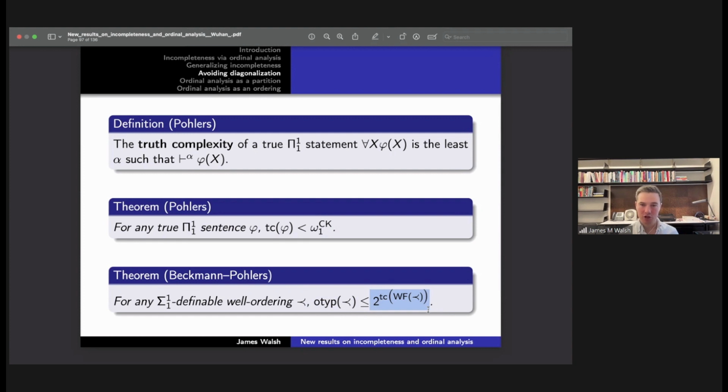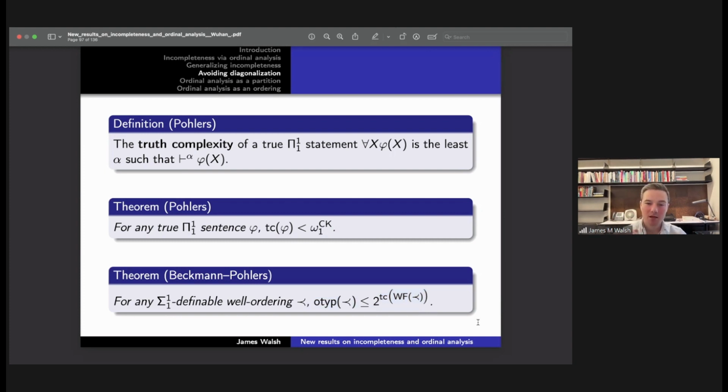So this is a version of the Σ¹₁ bounding theorem, or a proof of the Σ¹₁ bounding theorem that doesn't go through self-reference, and it doesn't go through anything that looks like diagonalization, at least not in the canonical form. So what's interesting is that Beckmann and Pohlers actually say that this result is in some sense just bringing certain techniques of Gentzen to the light and making them explicit.